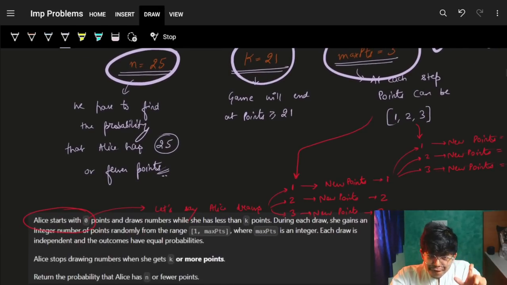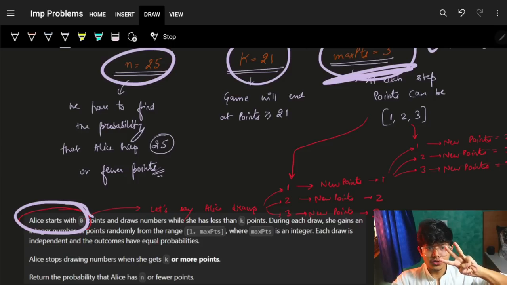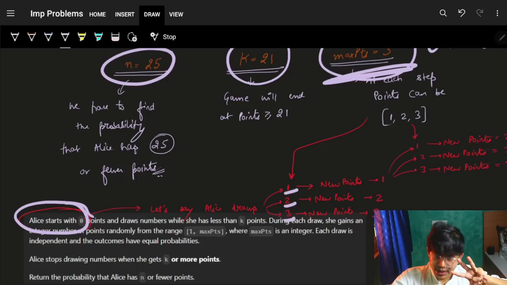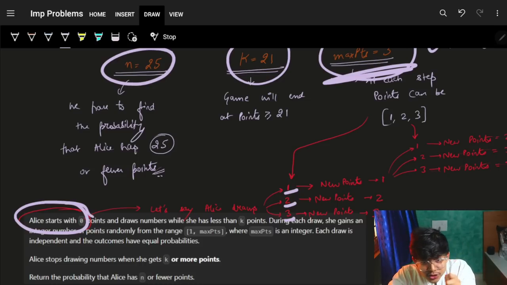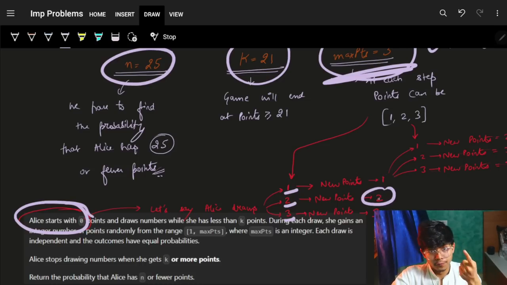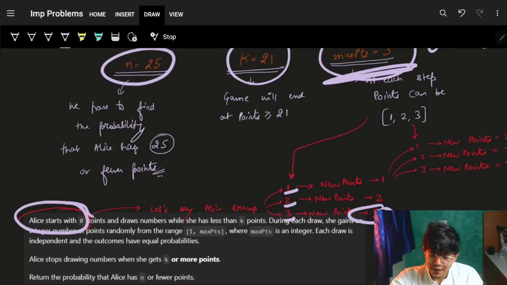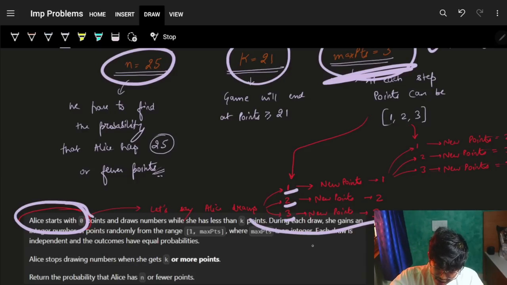Now, if Alice starts from zero, she has three options to draw: one, two, or three. So basically, the current point of Alice is zero. As soon as she draws one card of value one, her points will become one. Or she can draw a card of value two, her points will become two. Or she can draw a card of value three, her points will become three. So one card is drawn.